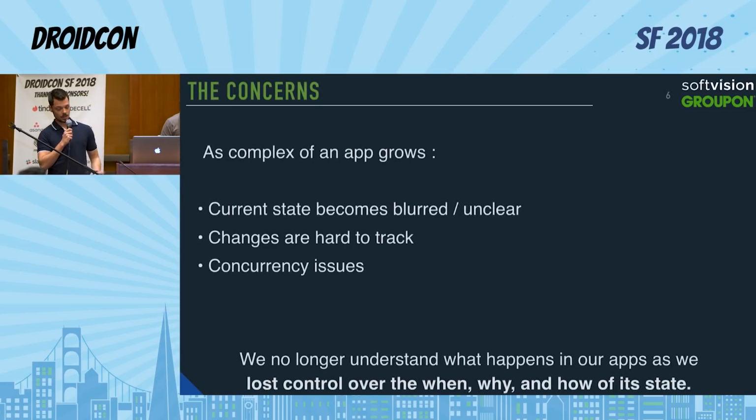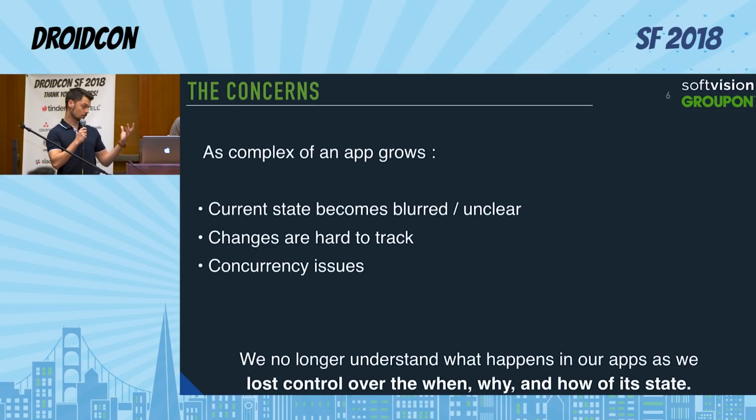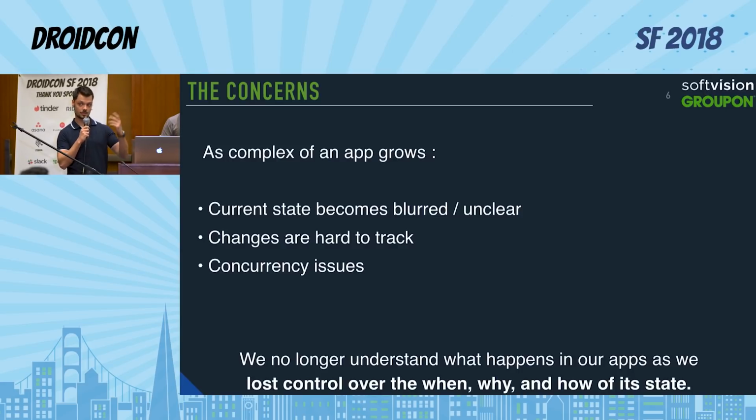As I said, all our components interact with the network, with the file system, on different threads, at any time and from anywhere. So you can easily change the state from any point. Another problem is that our state is usually stored in multiple places, maybe some in the presenter, some in the activity, fragment, or maybe you have a manager or something. So our current state is quite unclear, and changes are very hard to track.